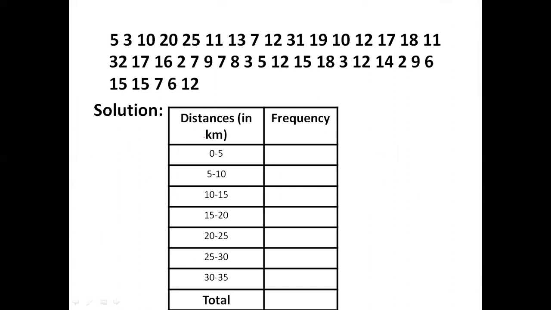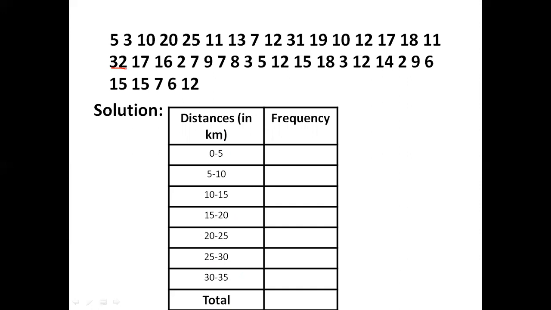Here I have the distances in kilometers. As they have told, the class size has to be 5, and they have told us to start with 0 to 5. So I have written 0 to 5, then 5 to 10, then 10 to 15, 15 to 20, 20 to 25, 25 to 30, 30 to 35. I have taken 35 because the highest number appearing is 32.